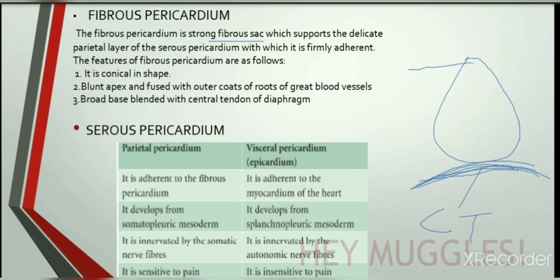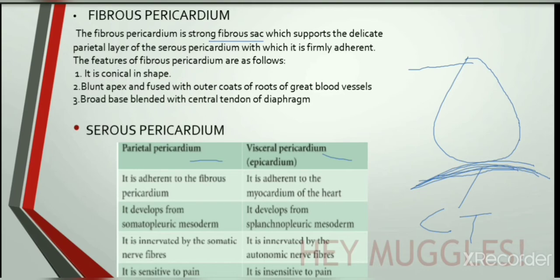The outermost layer of the apex is fused with the root of the great blood vessels, and it is conical in shape. Coming to the serous pericardium. Serous pericardium is of two types, parietal and visceral. Visceral pericardium is also known as epicardium.